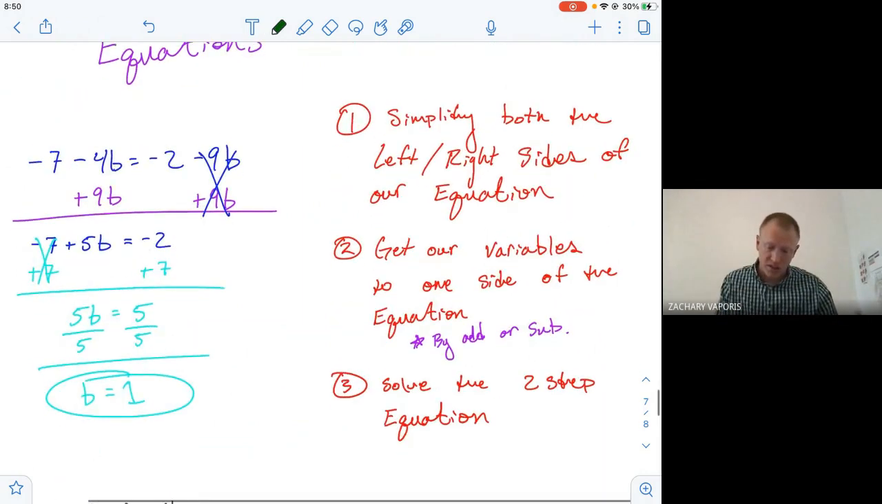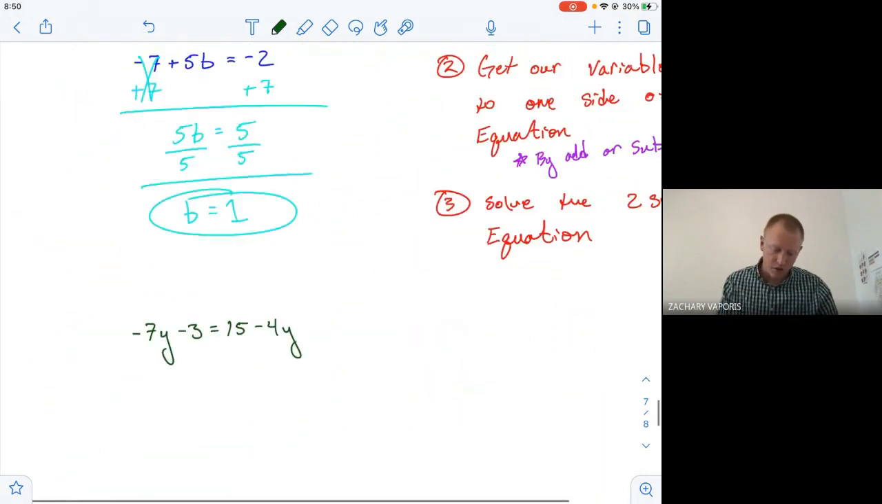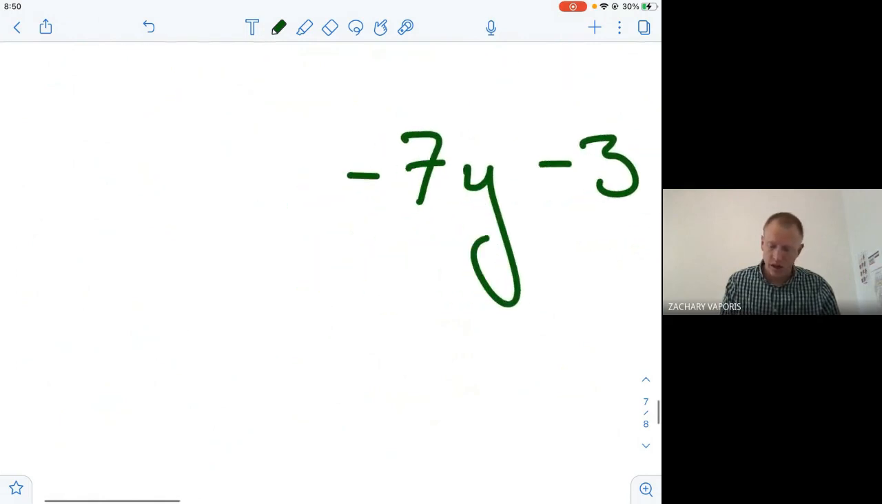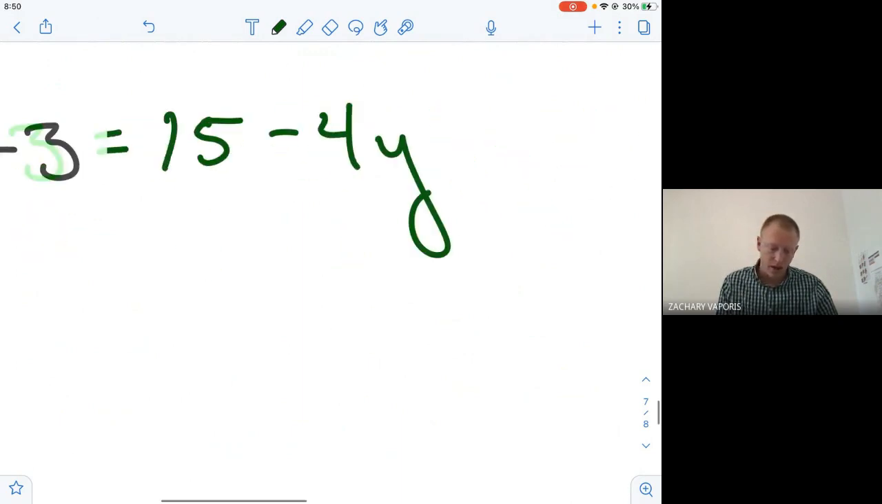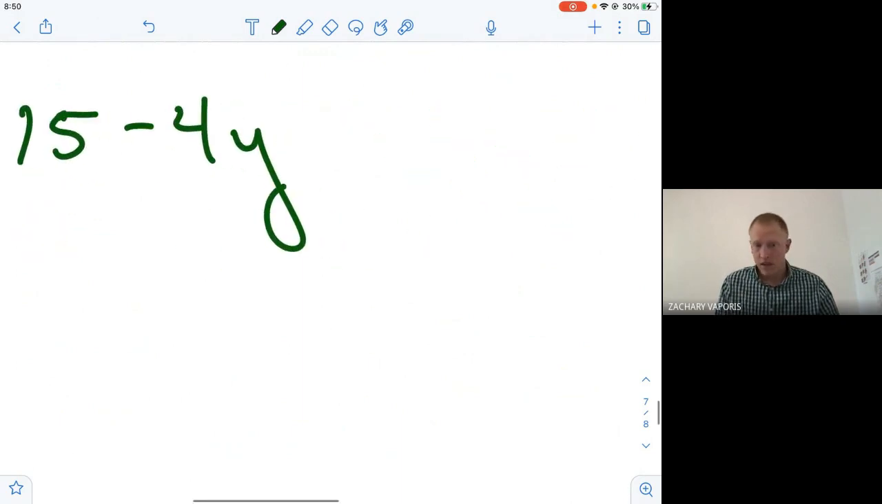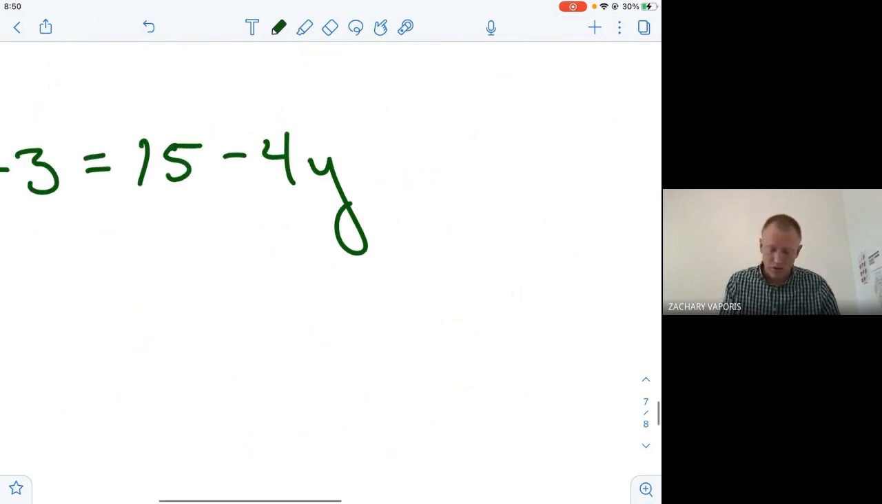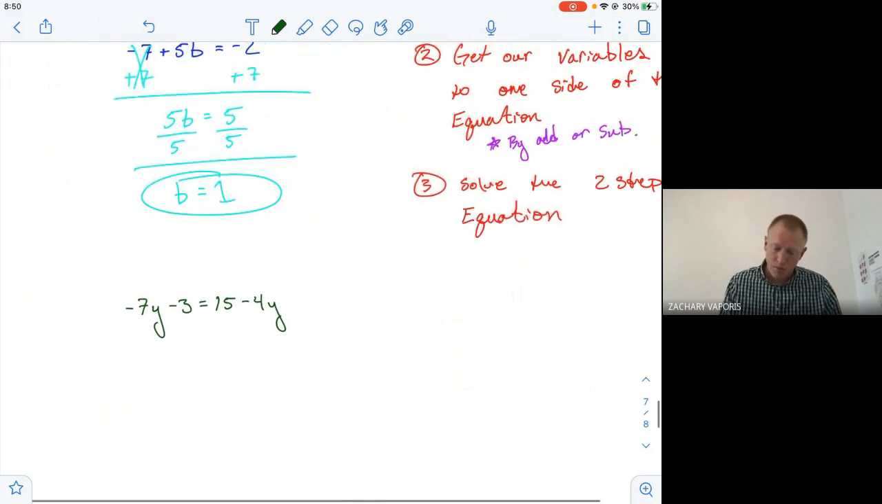So again, here we go. Step number 1, I will simplify both the left and right sides of our equation. Well, if we just zero in here, can't do anything to the side. We can't combine like terms. We can't distribute. We can't do anything. So don't worry about that. Go to the other side. Can't do anything over here. 15 and -4y, they can't be combined. So now, boom, we're past number 1.